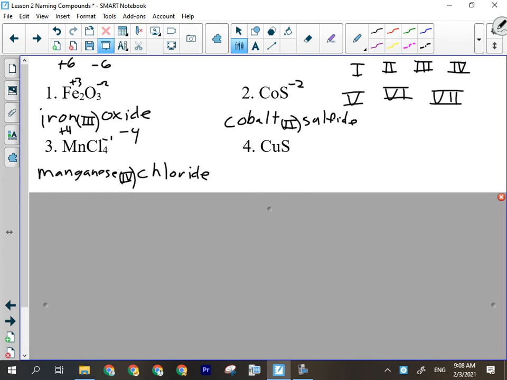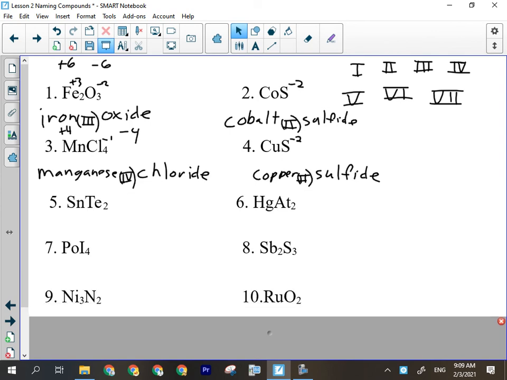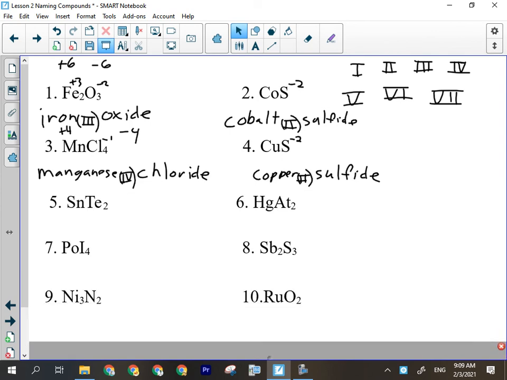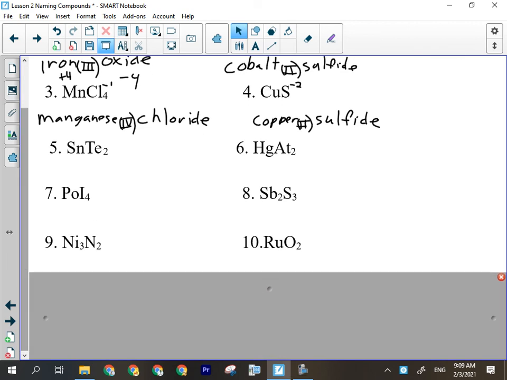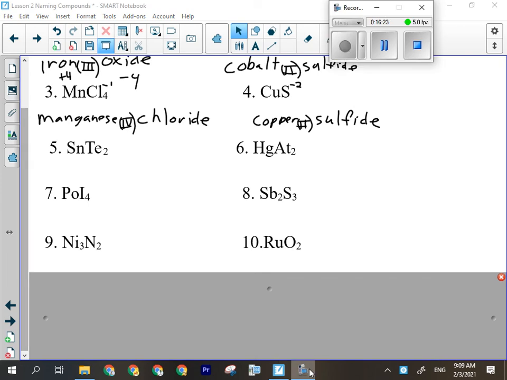And then last one here, we've got copper with sulfide. Sulfur's always a -2, so that means this must be the copper with the +2 charge, copper 2 sulfide. Making sense? Have a practice at a couple here, and then we'll move on to something else. I'll give you a few minutes on those last 6 there, and then we'll go through them.